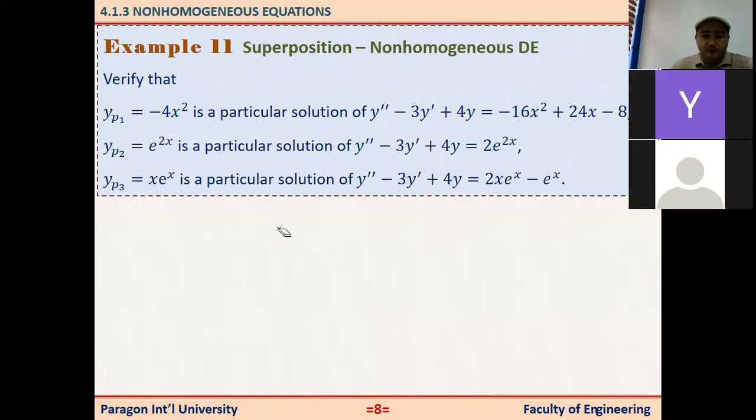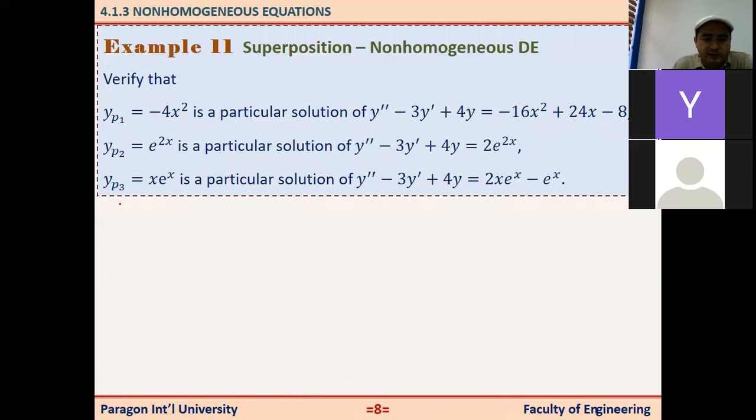Example, superposition. Verify that this one, y sub p1 equals minus 4x squared, is a particular solution of this. Can we verify this? We can verify this. I can just verify only one of them. Let's just verify the first one.